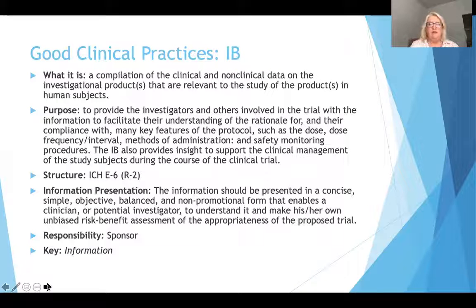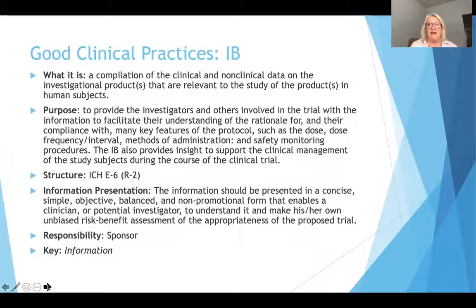The investigator's brochure is a compilation of clinical and non-clinical data on the investigational product or products that are relevant to the study of the products and the human subjects. Why this is important is that this provides background information so the physician or the team can make appropriate decisions in treating the patient if there is anything that comes up unexpectedly during the study.